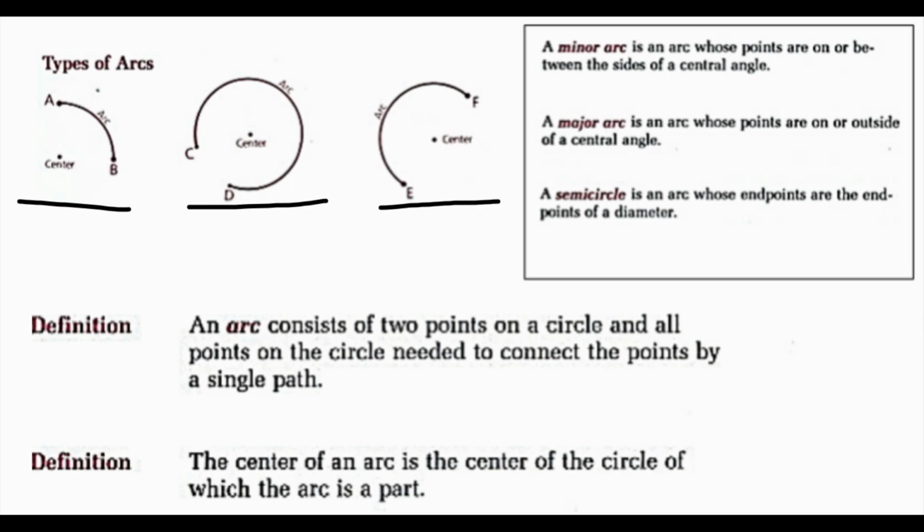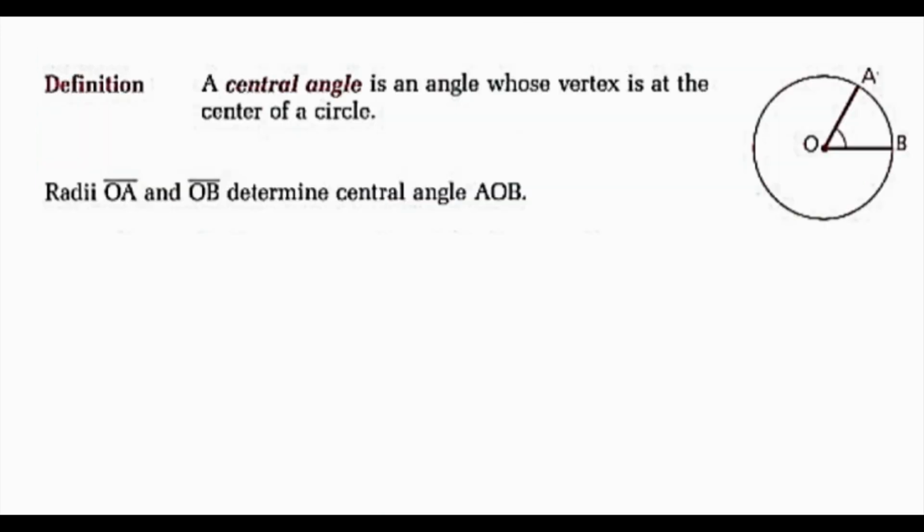Now, the center of an arc is the center of the circle of which the arc is a part. A central angle is an angle whose vertex is at the center of a circle. So we have circle O to the right. OA and OB are the radii that determine the central angle, angle AOB.